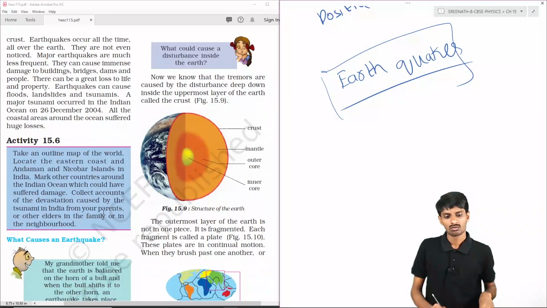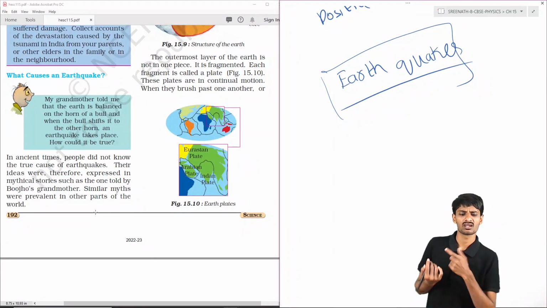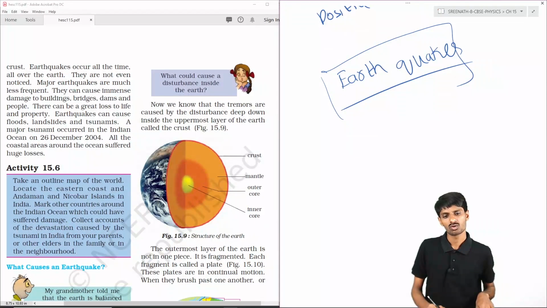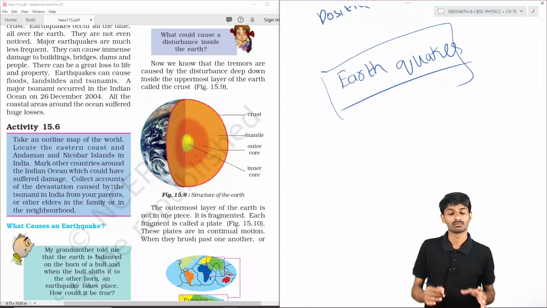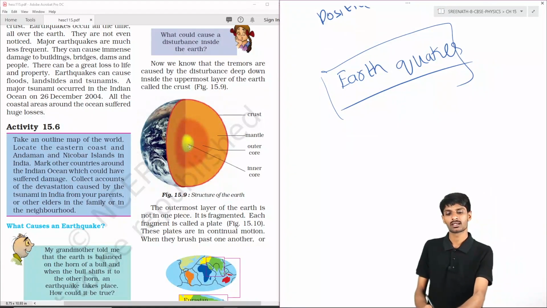Now, what causes an earthquake? In ancient days there were different stories, but nowadays what causes the earthquake? Basically, the earth has different parts inside. We call this the crust, and this is the mantle. This is the crust and this is the mantle, and this is the outer core and this is the inner core.